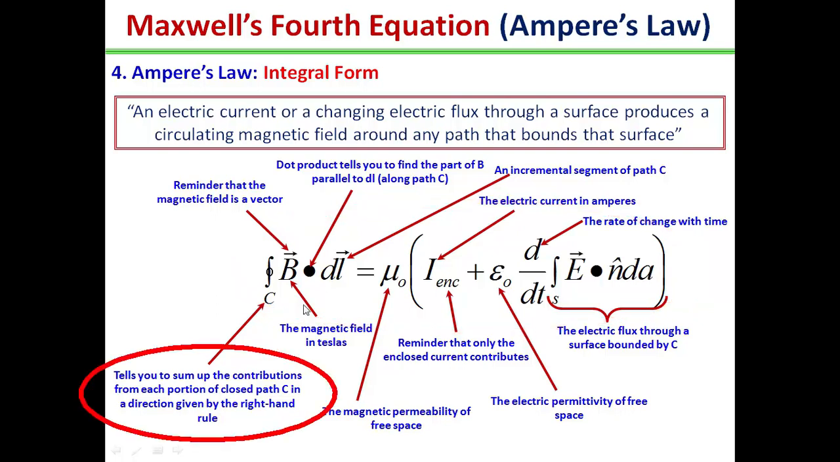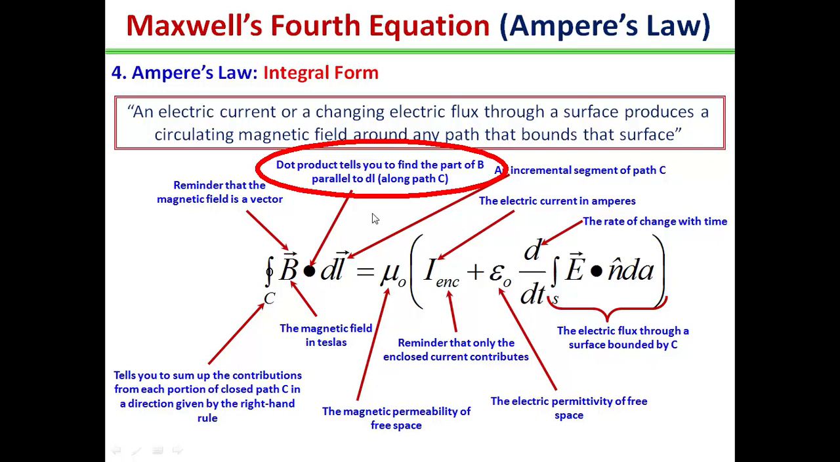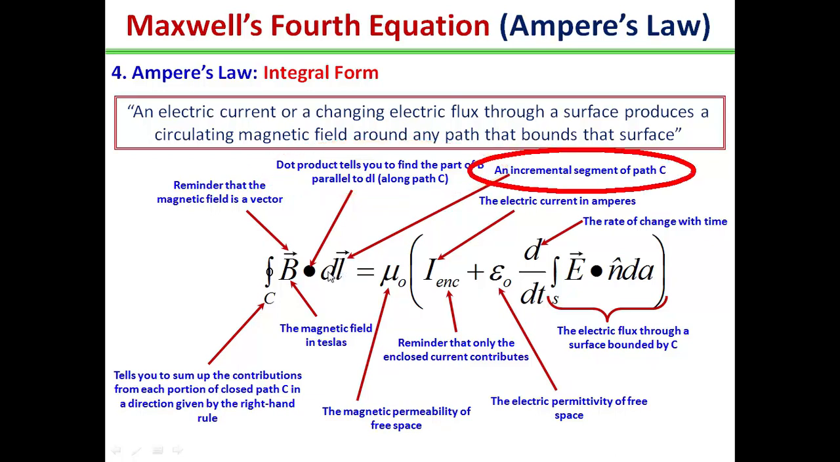And in this equation, the closed integral tells you to sum the contribution from each portion of closed path C in the direction given by the right hand rule, where B is the magnetic field in Tesla and it is a vector quantity, so the arrowhead is there. And the dot product tells you to find the part of the magnetic field B parallel to the incremental length dl, and it will be along the path C, and dl is an incremental segment of path C.